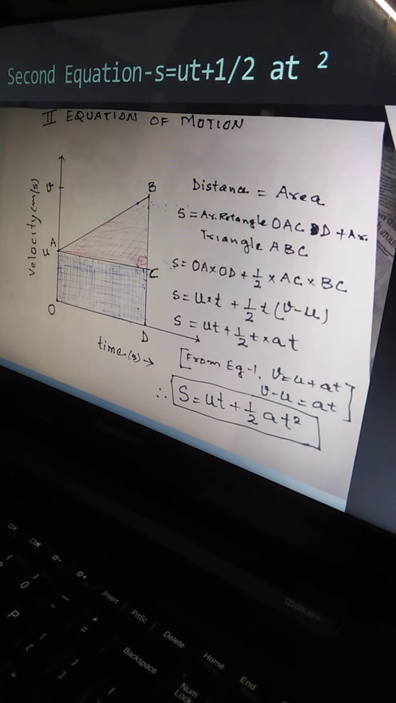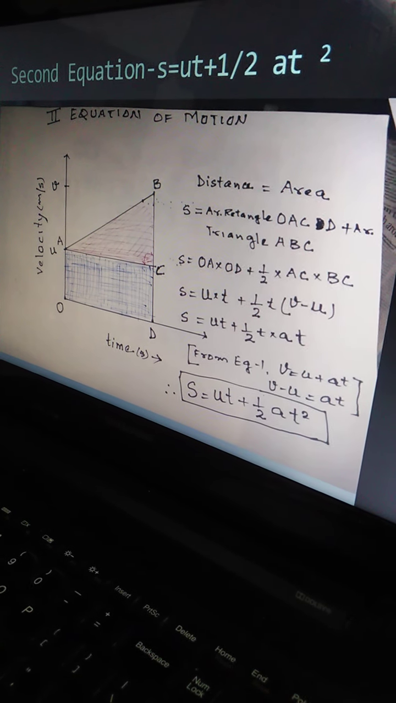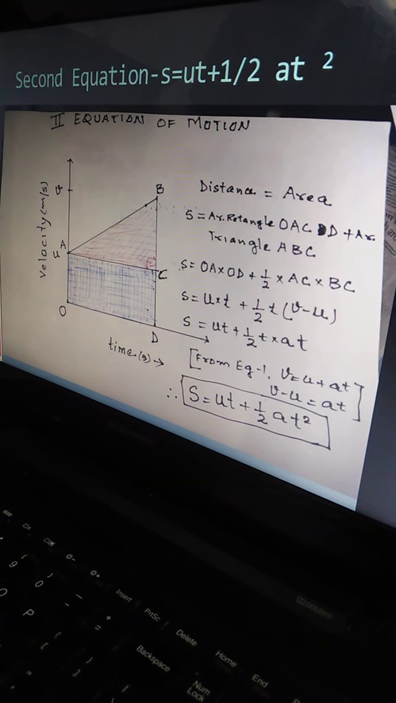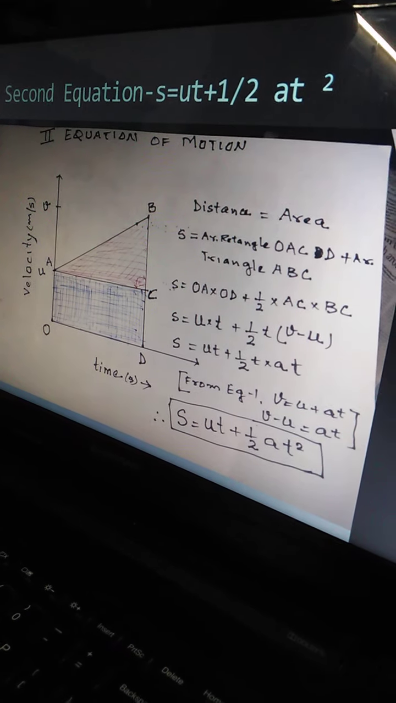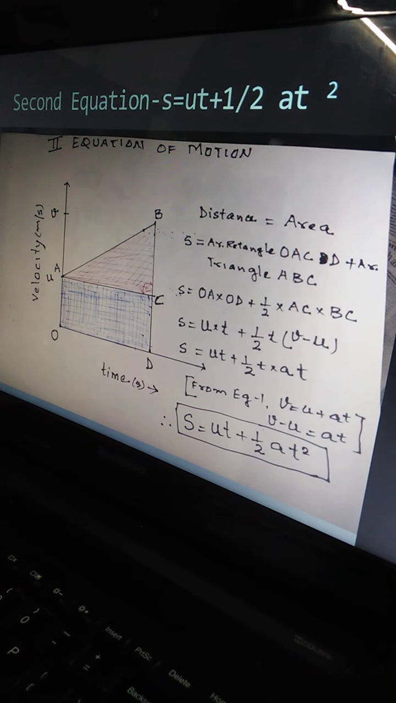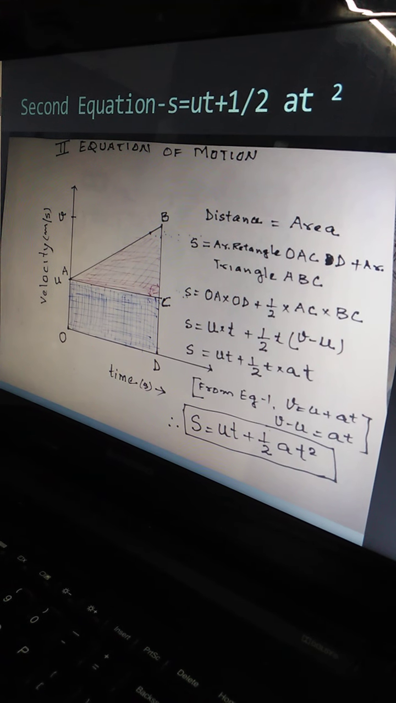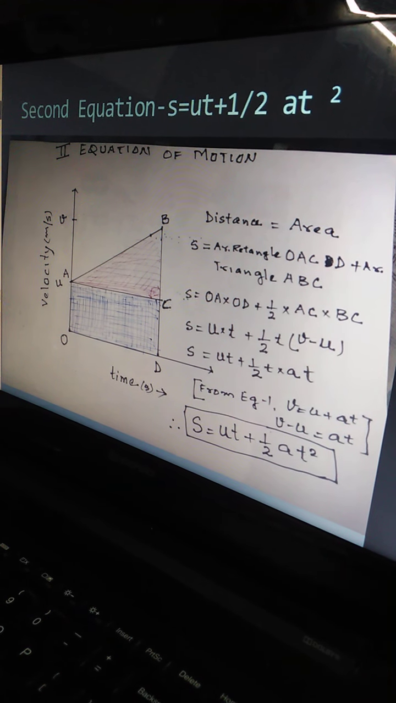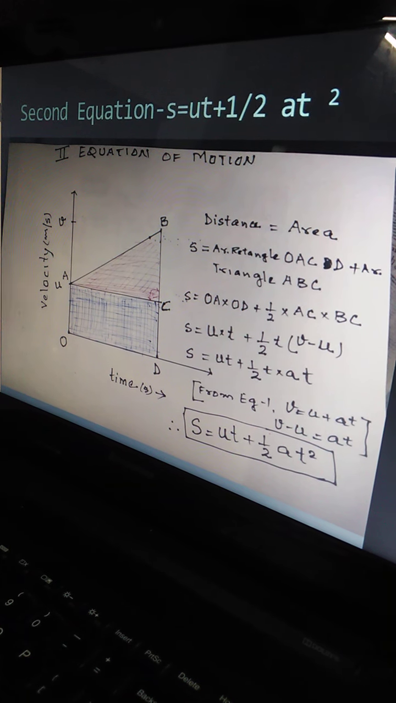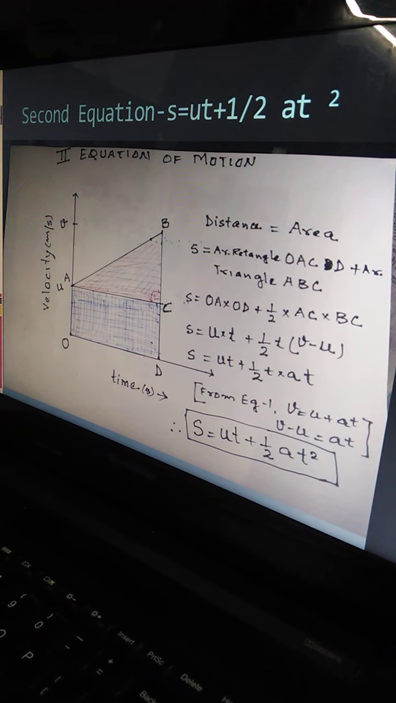So the area enclosed below that velocity time graph is what? See, with the red color there is a triangle, and with the blue color there is a rectangle. So the area enclosed on velocity time graph showing uniform acceleration is equal to the distance. So the distance will be area of rectangle plus area of triangle. Okay?